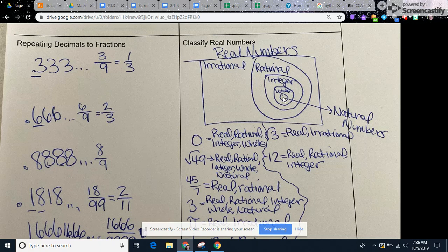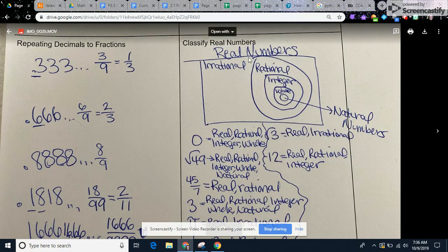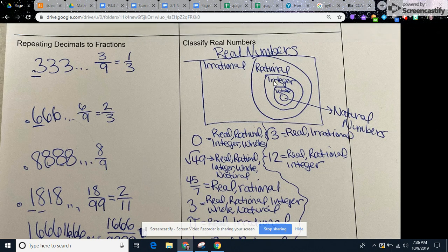-12, well, it can be written as a fraction. Everything's a real number that you're going to deal with, so you know it's a real number. It can be written as a fraction because you could put it over 1, and so it is rational. It does not have a decimal with it, so you know it's an integer. But since it's a negative integer, it will not be considered whole or natural. So -12 is real, rational, and an integer.